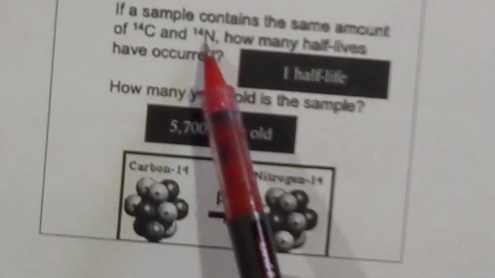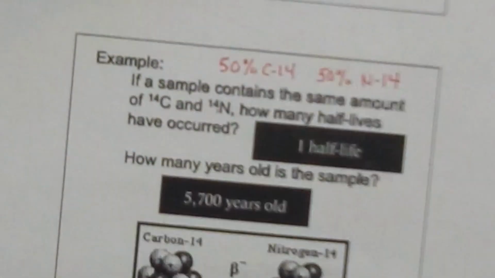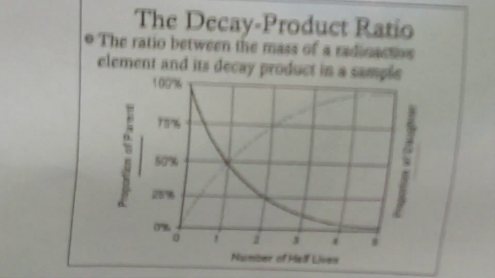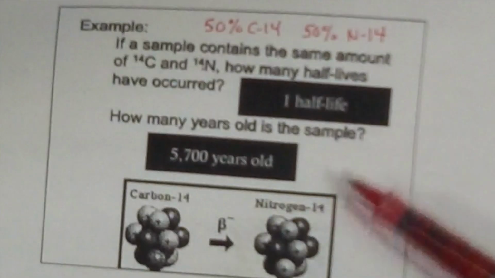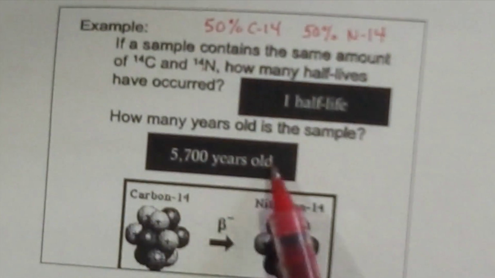If a sample contains the same amount of carbon-14 and nitrogen-14, how many half-lives have occurred? If it contains the same amount of carbon-14 as nitrogen-14, then it has 50% carbon-14, 50% nitrogen-14. That would indicate the sample's gone through 1 half-life, and in the case of carbon-14, that would mean that the sample was 5,700 years old.